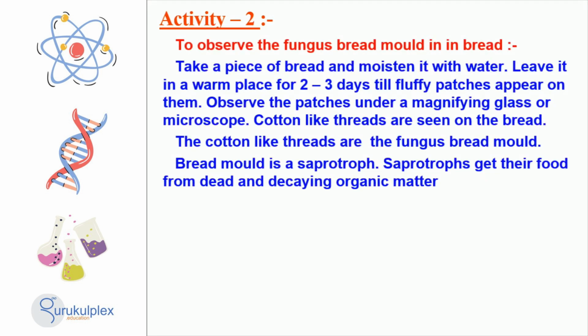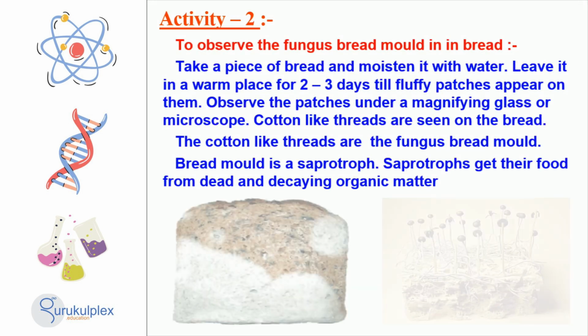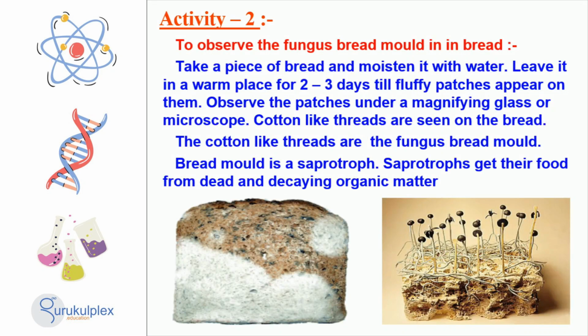Saprotrophs are organisms that obtain nutrients by breaking down dead or decaying organic matter, such as bread mold. To observe this type of nutrition, take a piece of bread, moisten it with some water, and leave it in a warm place for 2 to 3 days. You should see fluffy patches appearing on the bread. Using a magnifying glass or a microscope, you can observe the cotton-like threads, which are the fungus bread mold. This is a great example of saprotrophic nutrition.